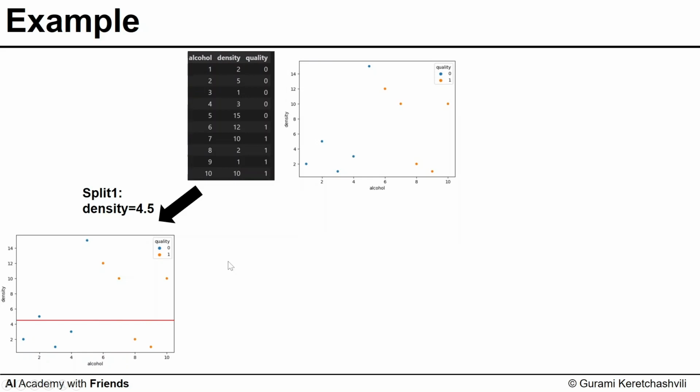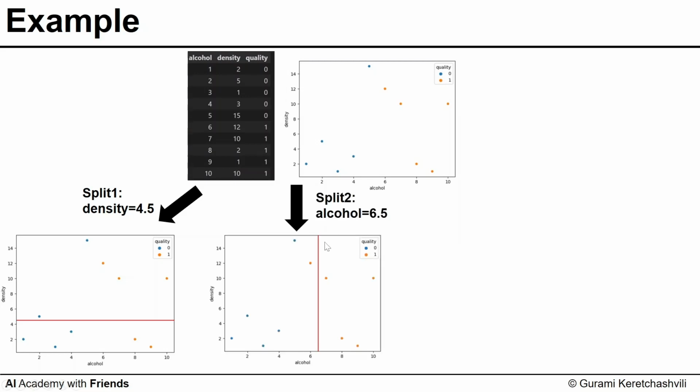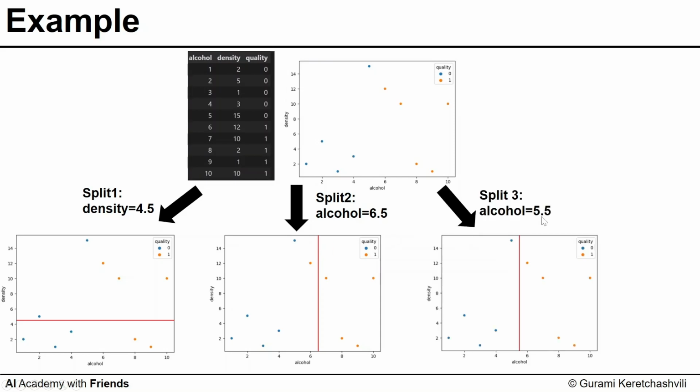Is it a good split? In order to answer the question, we need to do some other splits as well. Let's do a second split. In this case, we have 4 orange in one part and 5 blue and 1 orange dots in the second part. In the same way, we can do the third split, and in the third split, we can see that the threshold separated dots in the best way. Blue and orange dots are separated perfectly.